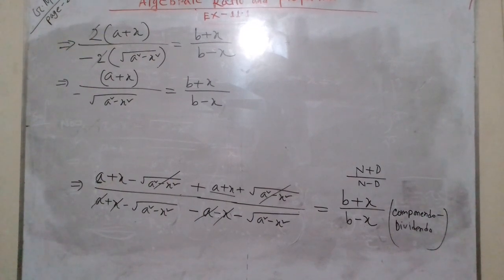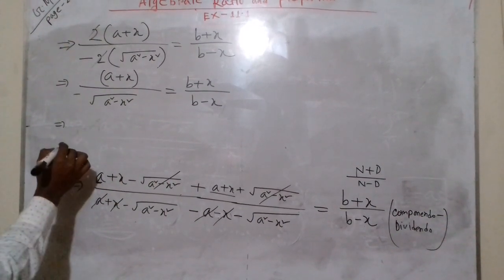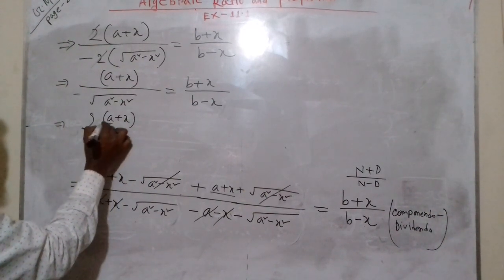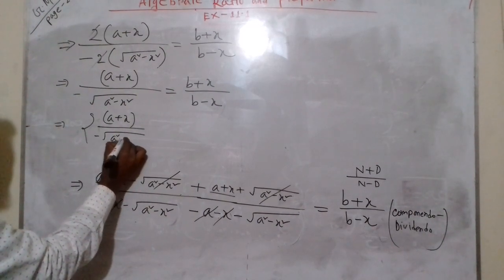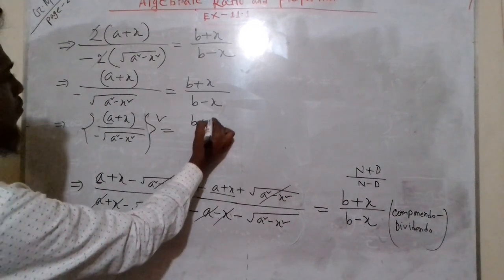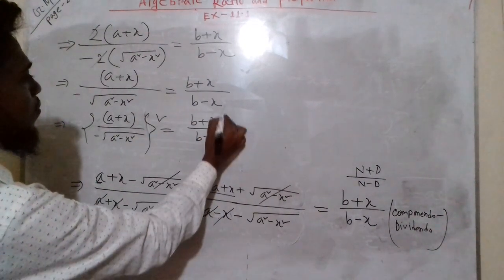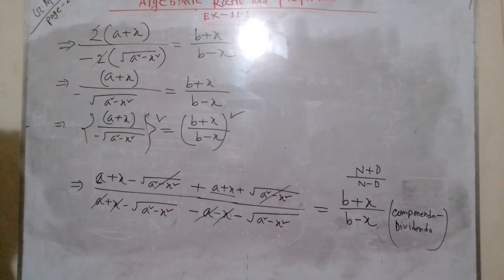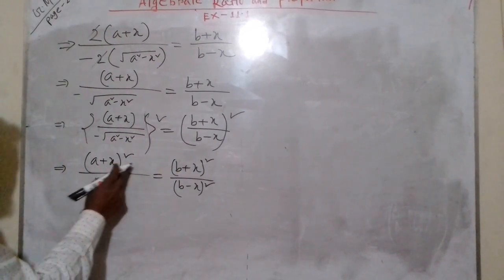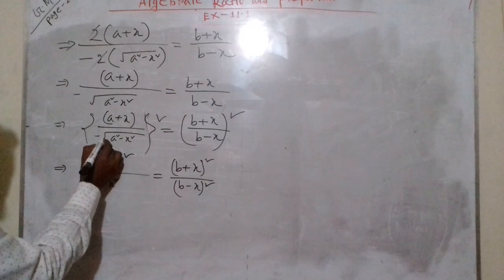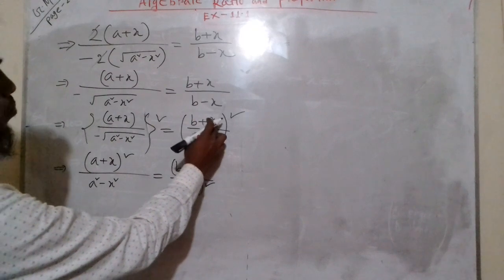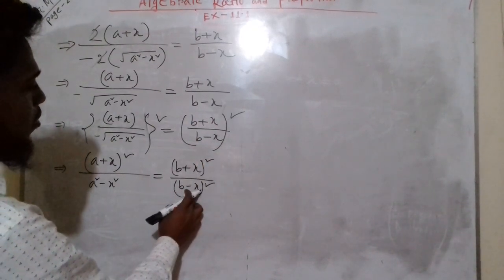Now squaring both sides of this line. Now squaring both sides, we have a plus x whole square divided by, here minus and root are cancelled for squaring, so a square minus x square equal to b plus x divided by b minus x, the whole square.